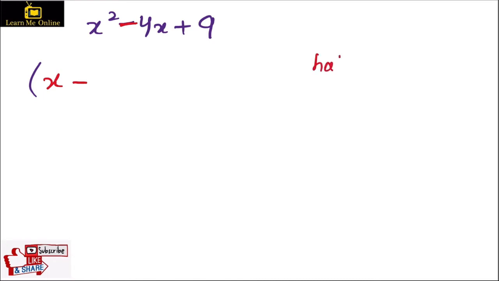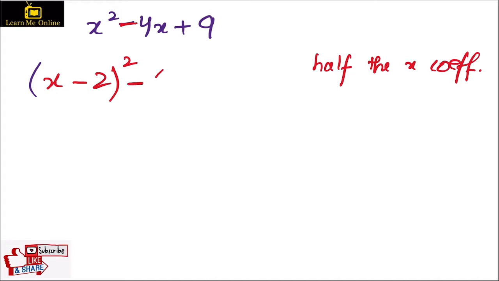So half the x coefficient means whatever the number is written there, you make a half of it, which is 2 now. You do the whole square on it. Minus, this must always be the minus sign, whatever the second term you're having is, which is 2 at the moment, and then plus 9.